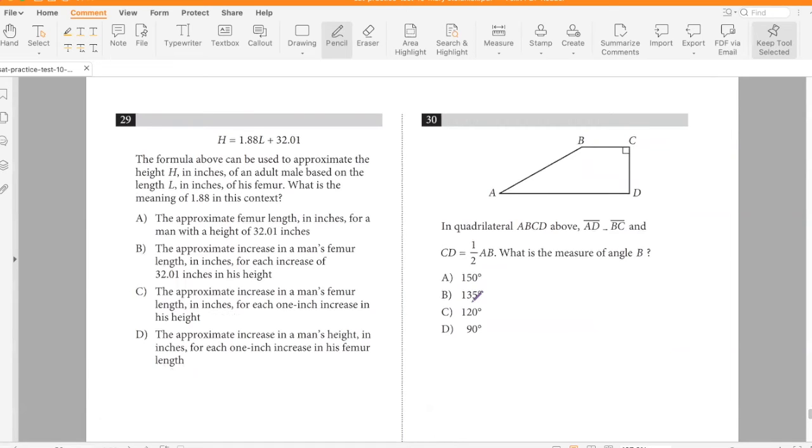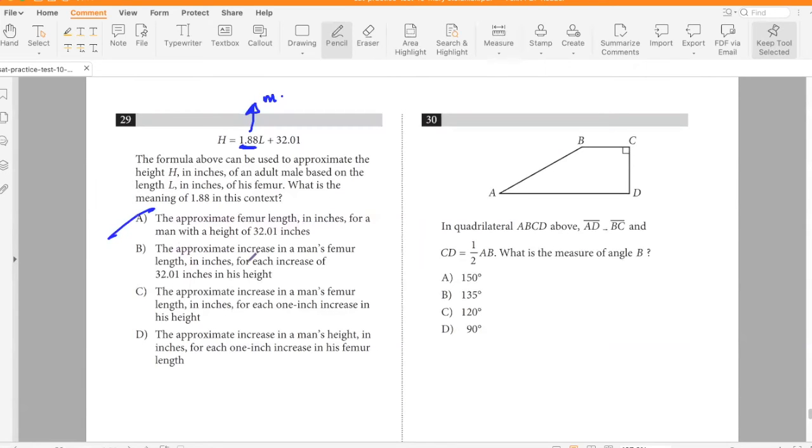The formula above can be used to approximate the height h in inches of an adult male based on the length of his femur. What is the meaning of 1.88 in this context? So this is the slope of the line, which means that for every increase of 1 inch in the length of the femur, the height of the male would increase by 1.88 inches, right? So this is the approximate femur length? No, so it's not approximate femur length.